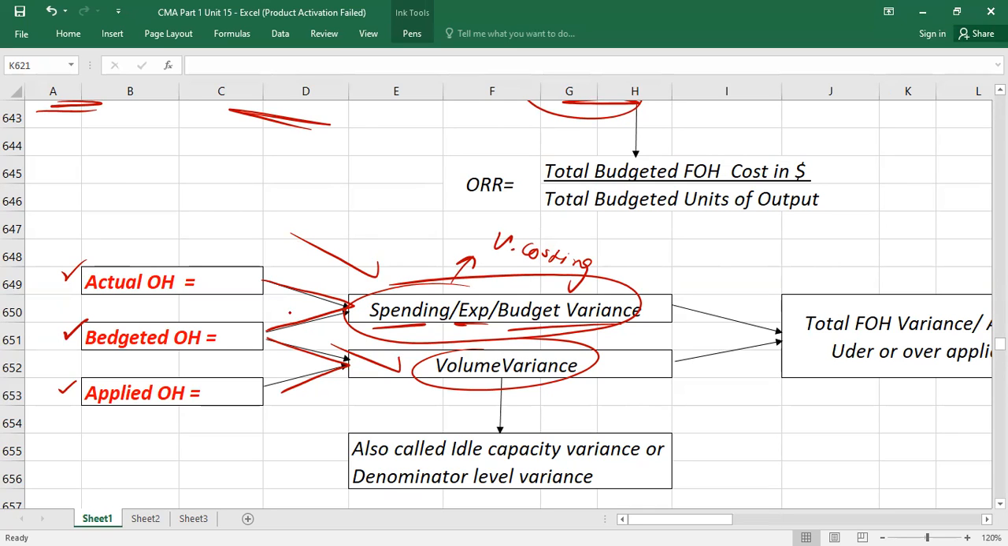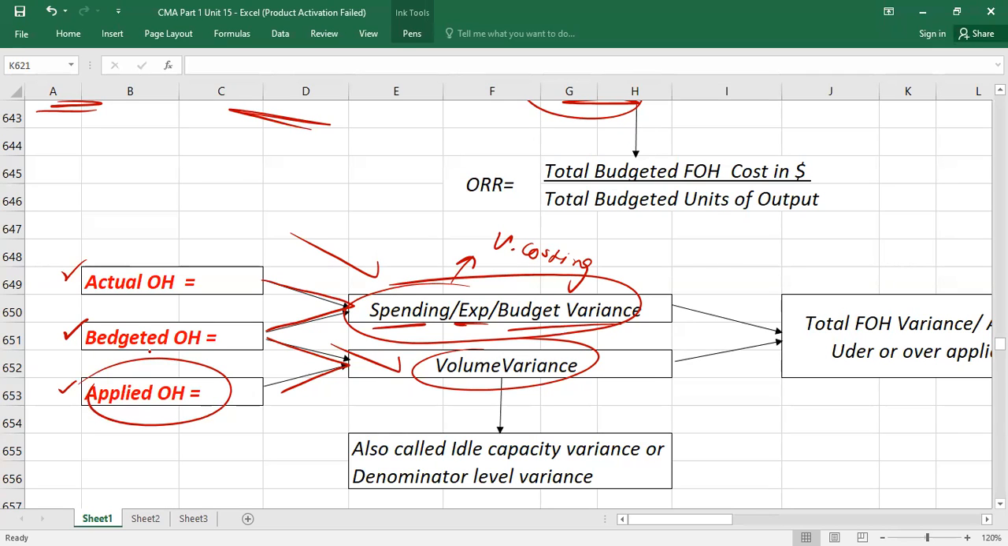Can I ask a question? If the company is applying absorption costing, how many variances do you have to calculate? Two. Spending and volume. If the company is using variable costing, only the first variance, spending variance, will be calculated. Don't calculate the second one. Clear? Because applied overhead actually arises only in absorption costing. It's not there in variable costing. Understood?